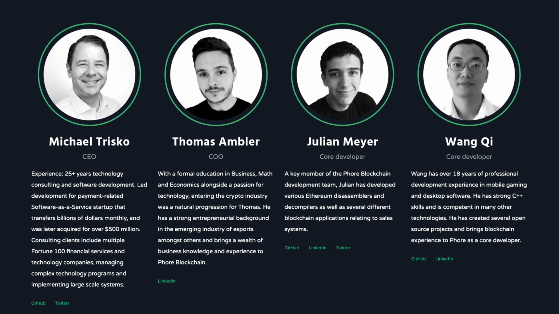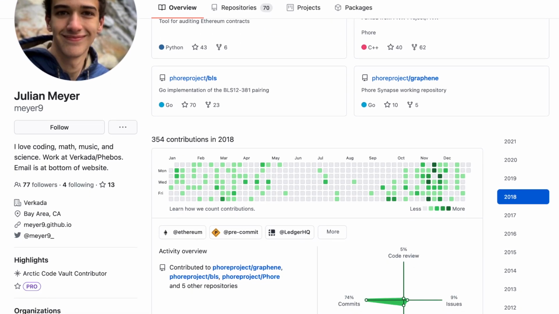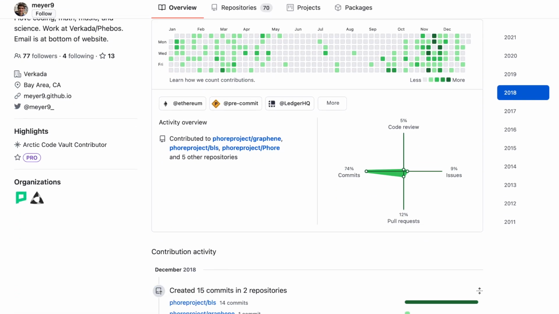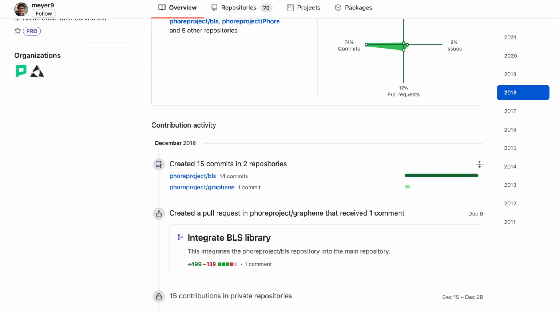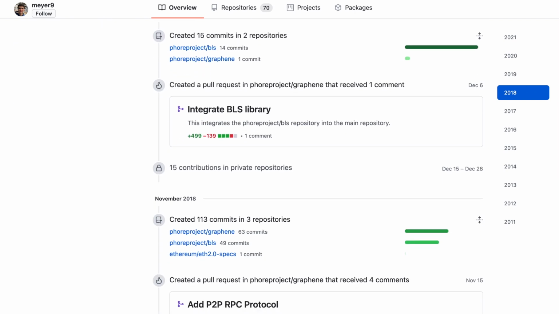By the way, I completely forgot to tell you about the team and another very important detail. The CEO and tech veteran Michael Trisco, with more than 25 years of experience in the tech sector, who has roots in Silicon Valley. Then there is a very talented core developer, Julian Meyer, who in addition to Phore's main activities provides blockchain solutions and consulting services for other projects together with his Phore Labs team. Phore was, for example, asked by Ethereum in 2018 to use parts of Phore's code for Ethereum 2.0. You can see this in GitHub.